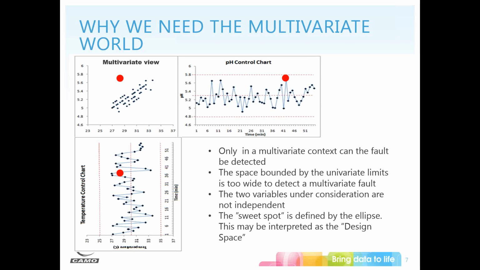There is this nice pattern that we see in our multivariate view of a correlation between temperature and pH, and this particular one doesn't follow that pattern. We can develop a multivariate method and put in new limits that correspond to that multivariate space. And then we can trigger a warning to say that, hey, this particular data point is actually out of spec, even though we wouldn't have seen it if we were only looking at the individual variables themselves.